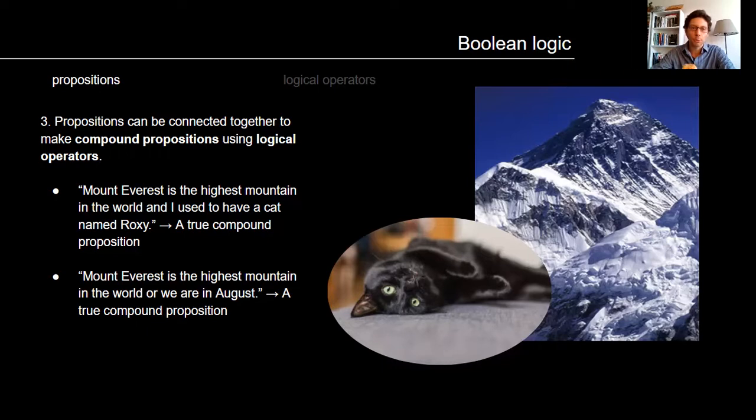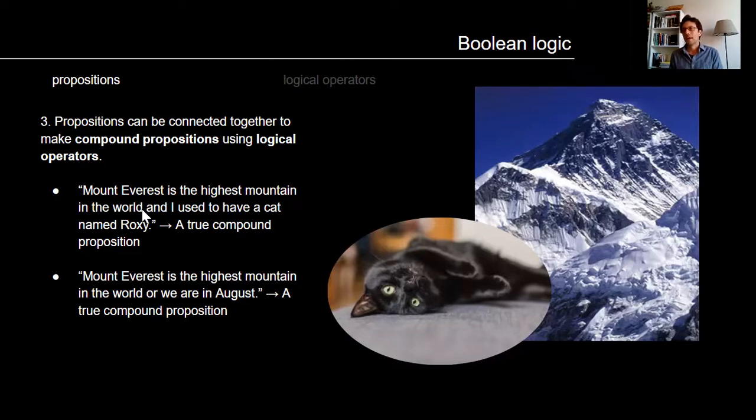Again, what makes this a compound proposition and not a simple proposition? Using the operator and in the middle of the sentence, as you see here, I combined two simple propositions. The first simple proposition is this: Mount Everest is the highest mountain in the world. And the second simple proposition is this: I used to have a cat named Roxy. By using the operator and, I combined these two sentences. Since both are true propositions, the compound proposition is also true. I will say more on this in the coming slides.